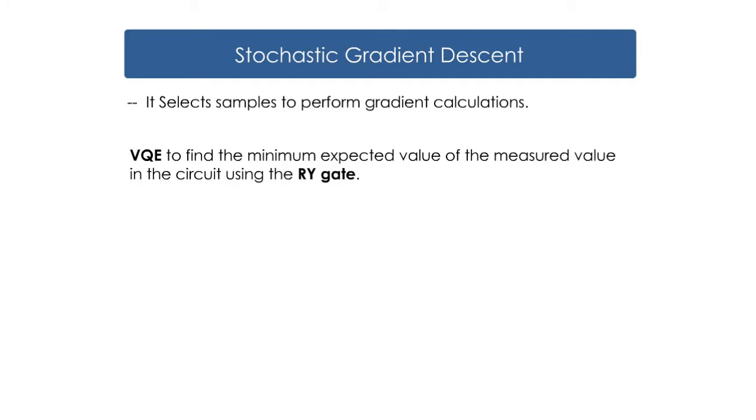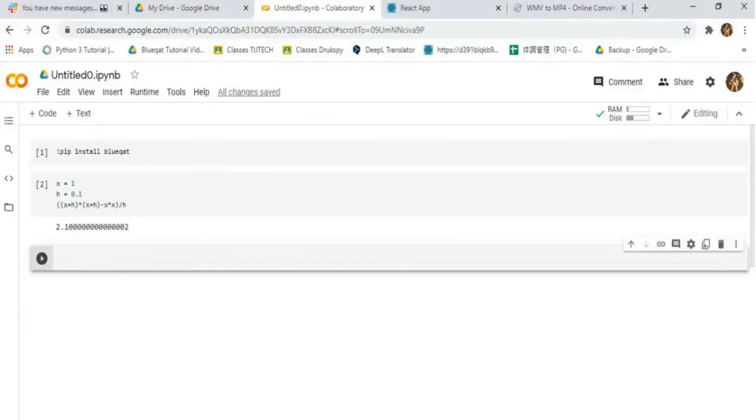Now let us learn on SGD, which means stochastic gradient descent, which probabilistically selects samples to perform gradient calculations. Immediately, we will try VQE to find the minimum expected value of the measured value in the circuit using the RY gate. Now let us check another simple circuit with X measurement. For that, install the library.